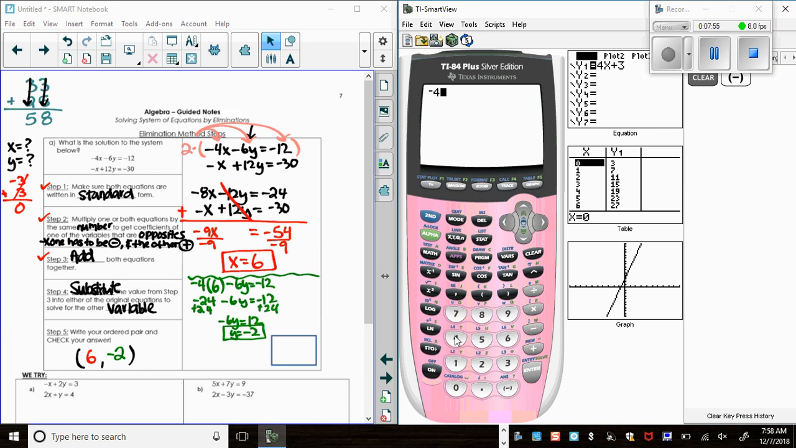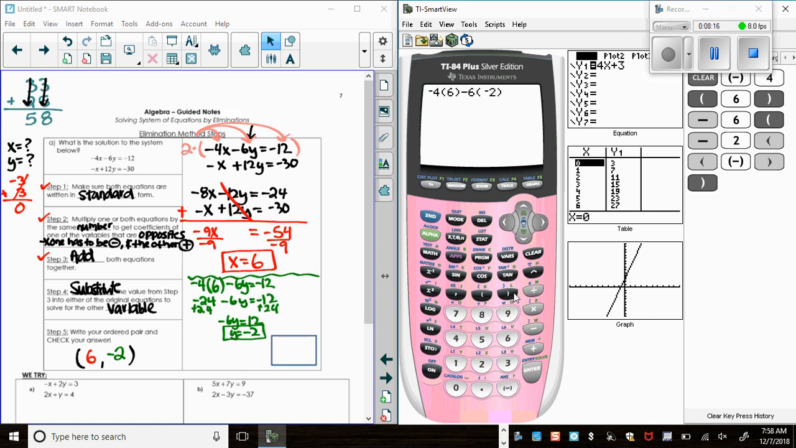Negative 4 parentheses x, which what I found out was 6. Okay, then I'm going to minus 6 parentheses y, and that y is negative 2. Oops, I need to use the negative sign. And then close the parentheses. I have to get negative 12 if I did it correctly, and so far I did. But I have to check the next equation. I can't just assume that I did it correctly from the first one. So I'm going to do the next one.